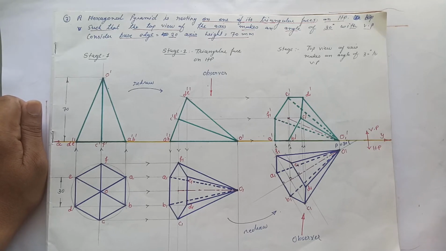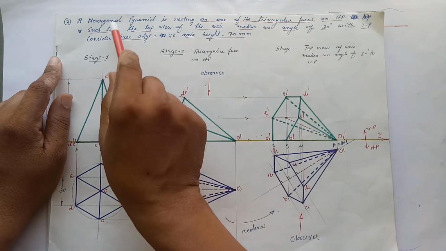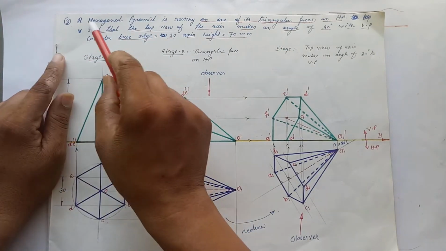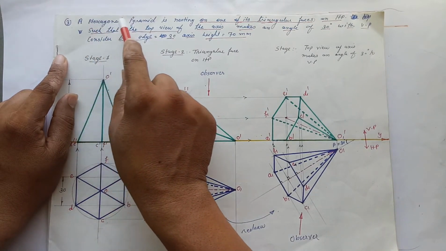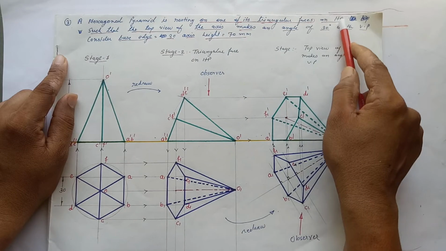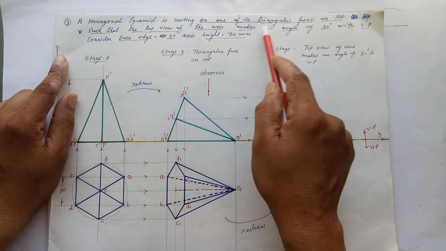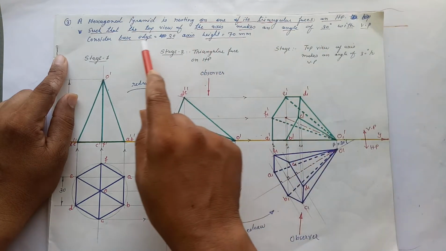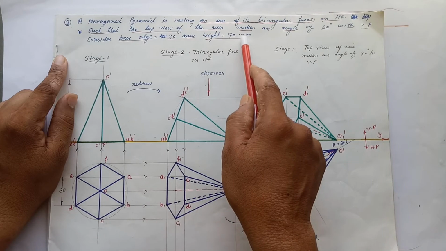Hello everyone. Today we will continue to practice the problems of projection of solid. So here is another problem of hexagonal pyramid. In the statement of the problem it is given that a hexagonal pyramid is resting on one of its triangular faces on HP such that the top view of the axis makes an angle of 30 degrees with VP. Consider the base edge is equal to 30 mm and axis height 70 mm.